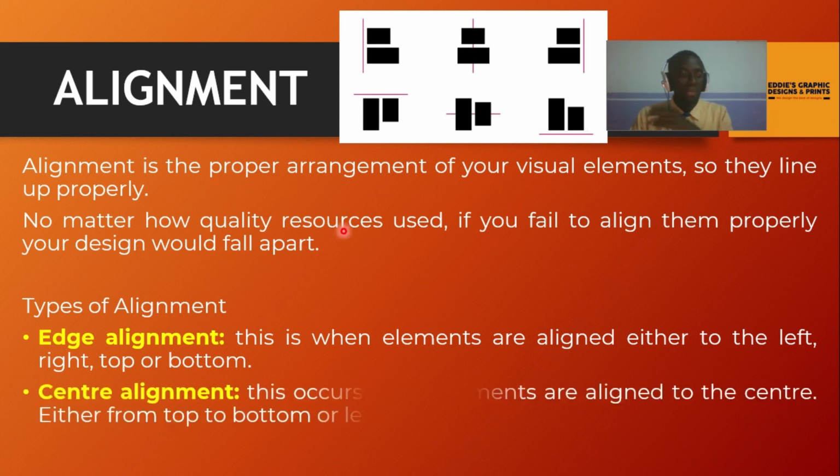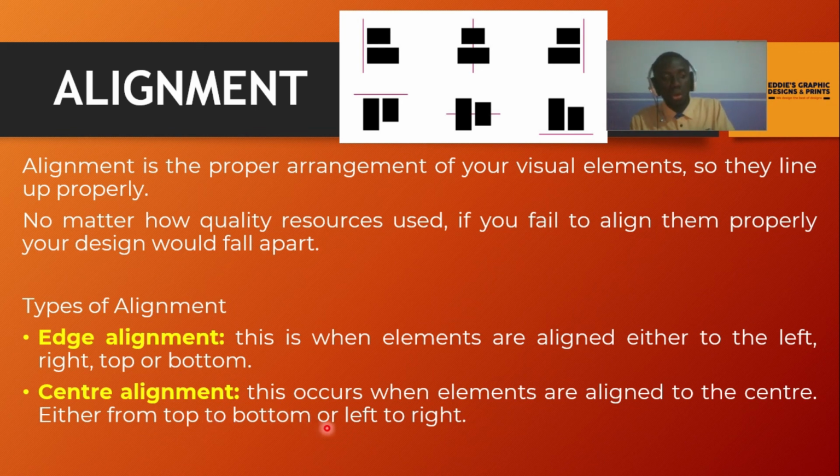And then what about the second one, the center alignment? This occurs when elements are aligned to the center, and in the center it could be the top to the bottom or right to the left. So what it means is that from the top to the bottom, I will align them to the center, or I will align left and then right, I will align them to the center.